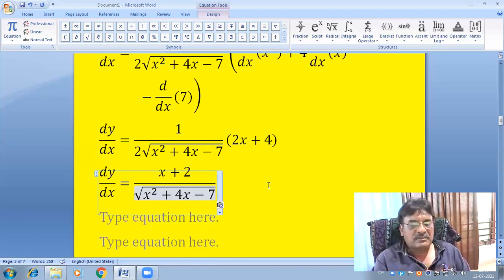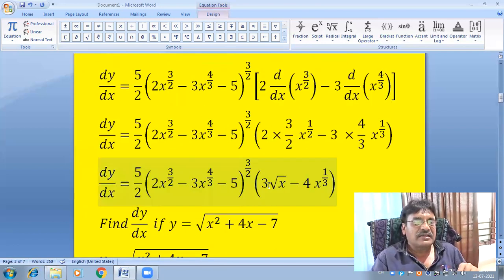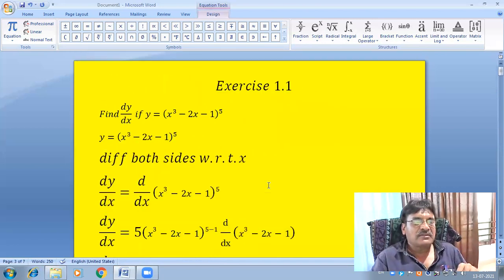And this is the required solution of the third problem in exercise 1.1, unit name differentiation from Mathematics Part 2, 12 standard. So in this way, I solved 3 problems from Mathematics Part 2, unit differentiation, exercise 1.1.